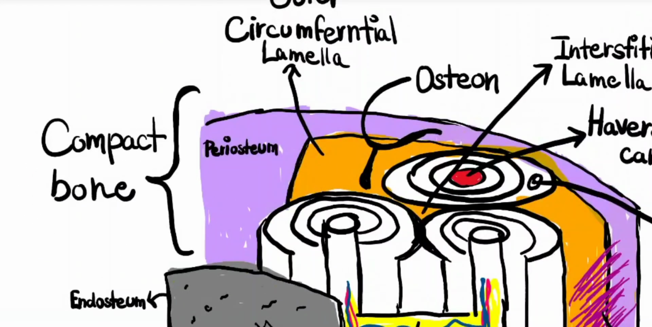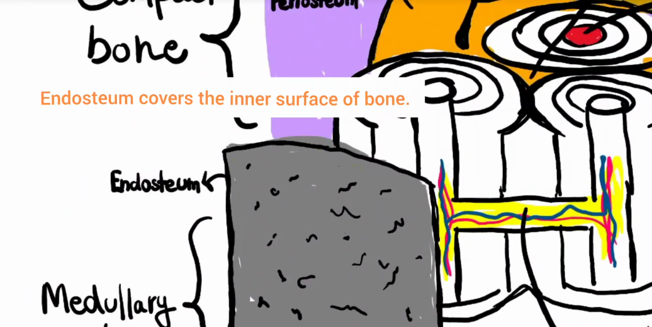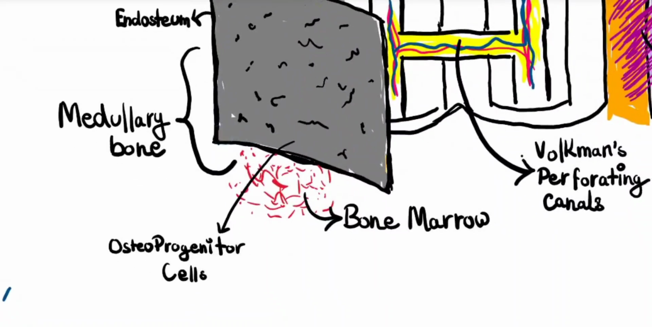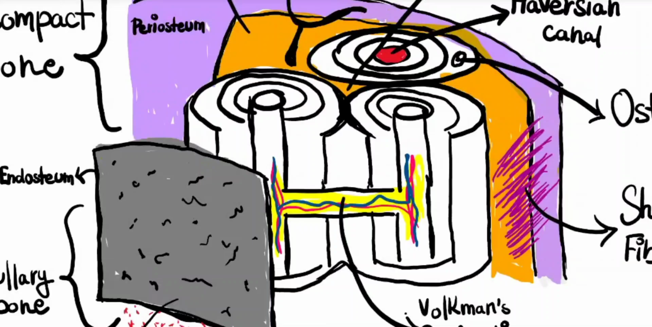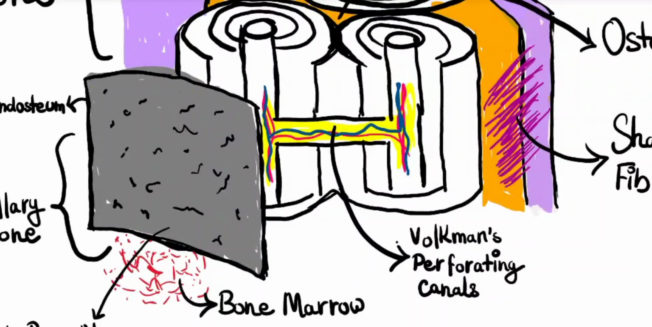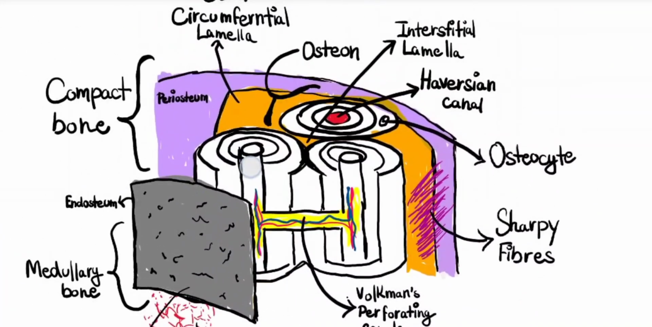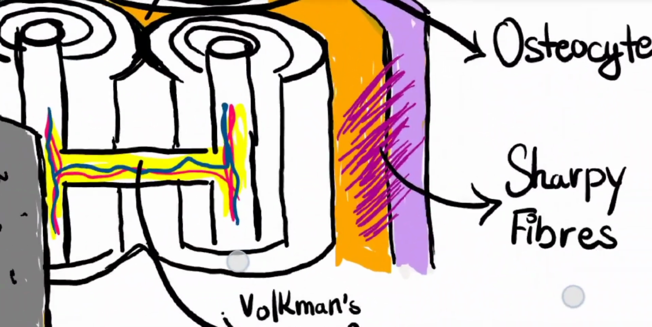The outer covering is a strong and dense compact bone. The outer layer is called periosteum. The inner layer is called endosteum, which houses the medullary bone. The medullary bone has bone marrow and osteoprogenitor cells. The osteons are interconnected with these perforating canals called Volkmann's perforating canals. The periosteum and the lamella are connected by Sharpey's fibers.